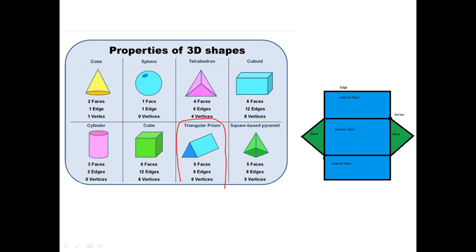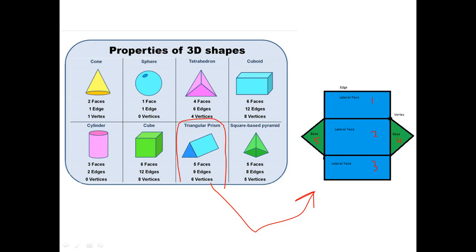Let's look for it. It has 5 faces. Can we open it? I want to open this prism in order to see how many faces it has. Okay, so 1, 2, 3, 4 and 5 faces, right? That's correct, 5 faces. And now what about the vertex, the vertices?